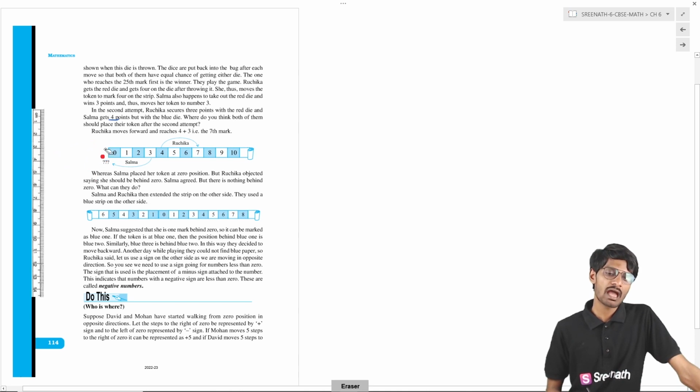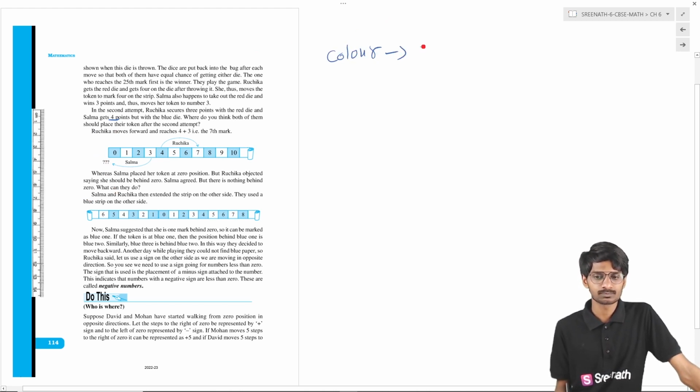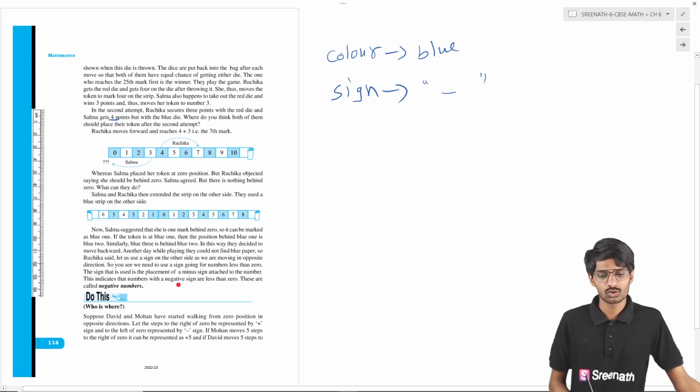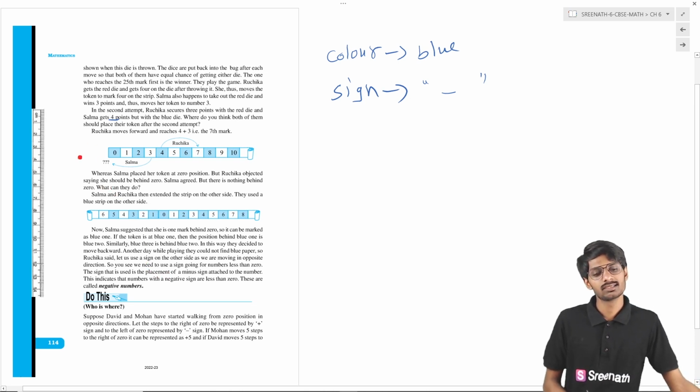So on the next day, they have forgotten the blue step. So how to remember, how to differentiate, or how to show those backward steps? Previously they used the color blue, but it is not good. They lost their blue color strip. So they now have used the sign which is negative. What is it? Negative or minus sign, to represent the numbers or the steps which are behind 0.